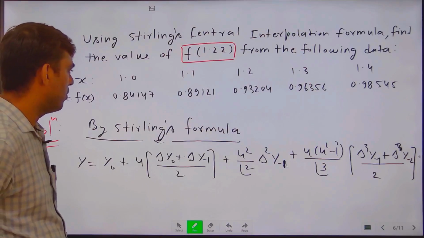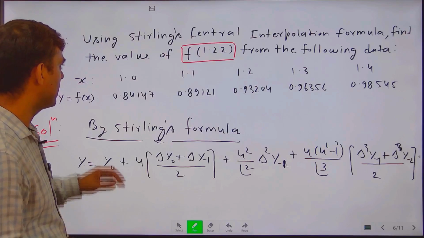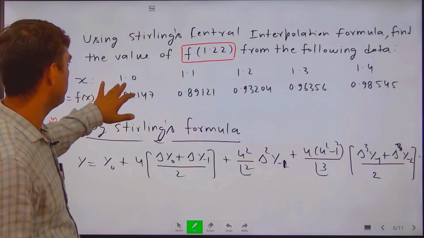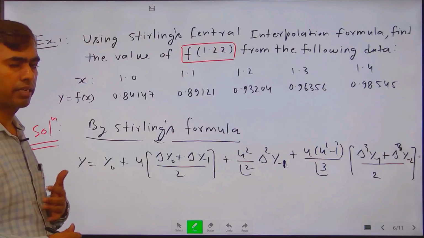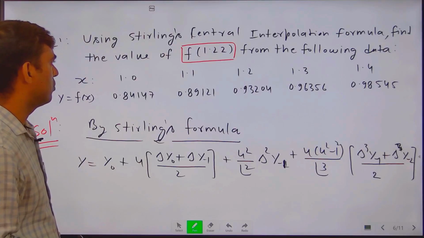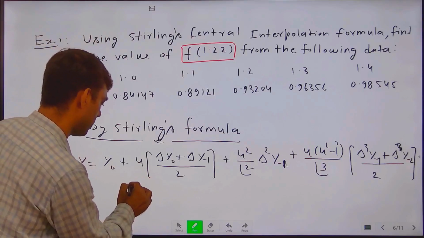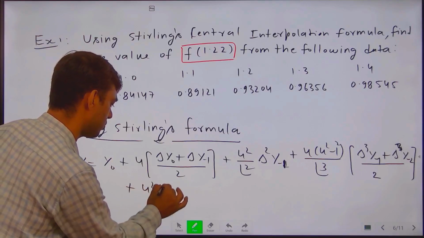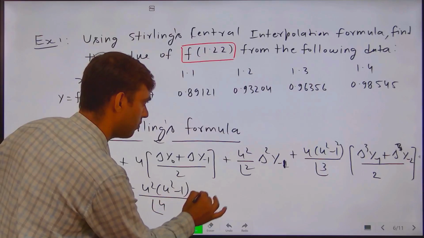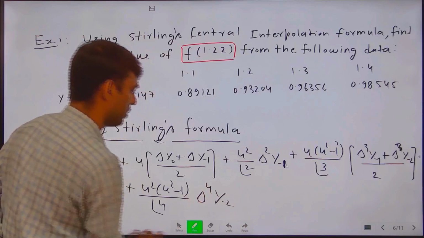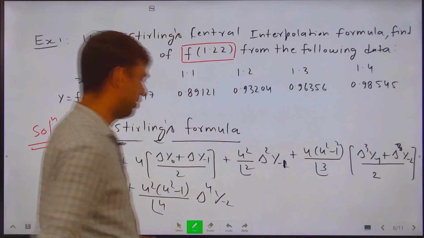What is the maximum order of forward difference that we are able to calculate? With 1, 2, 3, 4, 5 values, we are able to find up to the fourth order. So we write the formula up to fourth order forward differences. So this term is u square into u square minus 1 upon factorial 4 del 4 y minus 2. Once we verify the formula, okay, this is the right formula.